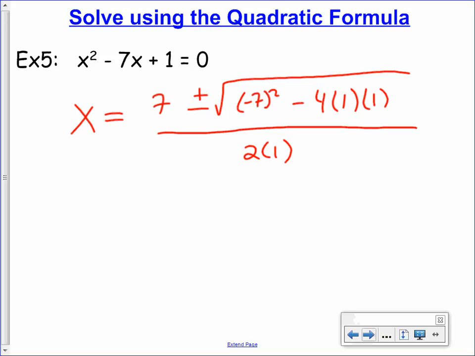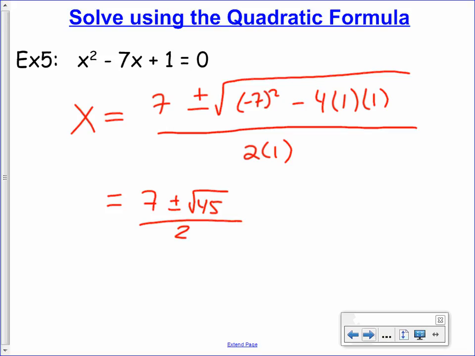It's getting a little tricky. Here we go. I swear someone's going to be in the middle of the SOL test and think, there we go. 7 plus or minus... 49 minus 4 is what that is. 45! I know, you're probably already done.